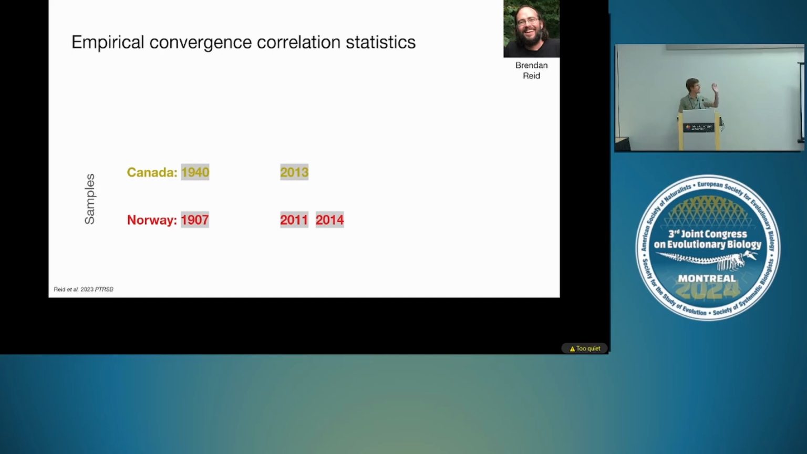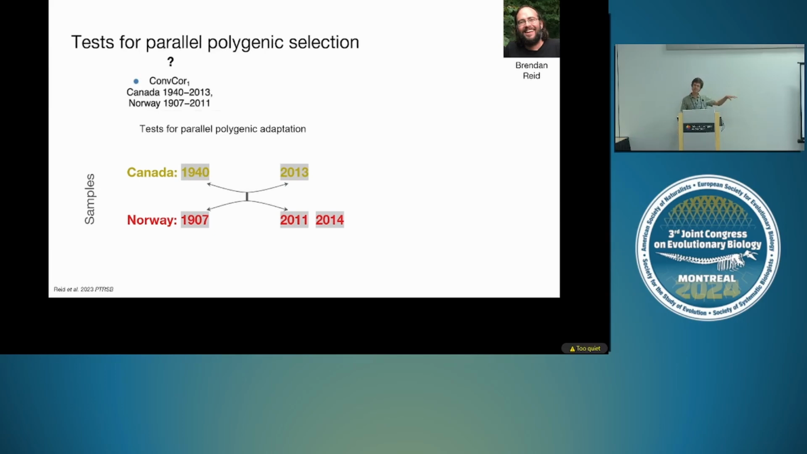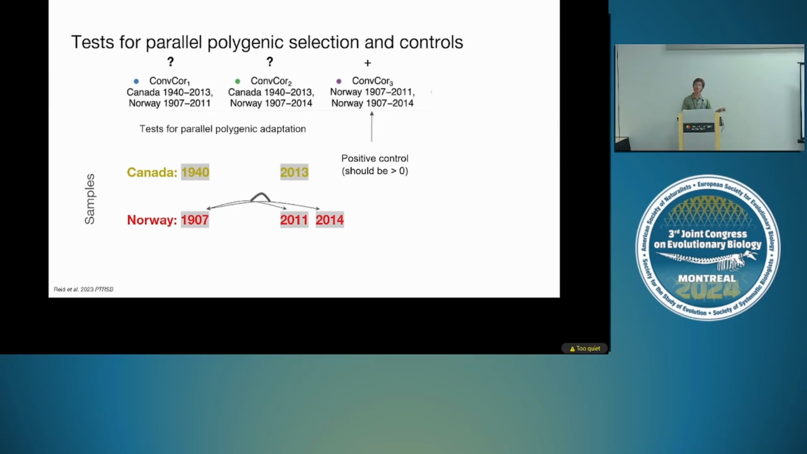This is work that was led by Brendan Reed, postdoc, now a research scientist in the Global Change Research Group, soon to be a research faculty at Rutgers University in New Jersey. We could compare the change in Canada against the change in Norway as a test for polygenic selection using either the first or the second modern Norwegian sample. As a positive control, we could compare the change in Norway against itself, and as a negative control, compare the change in Canada against the sampling noise between the two modern Norwegian samples.